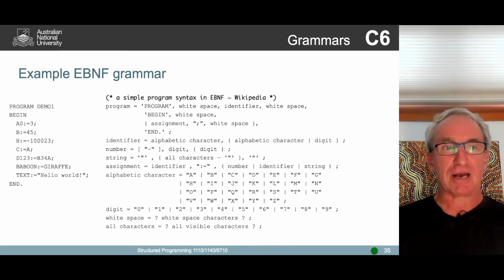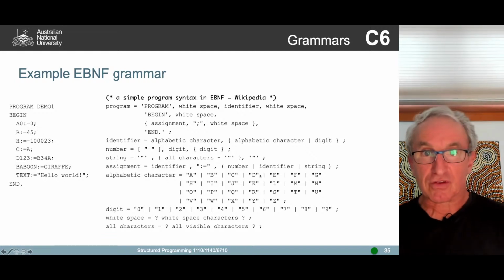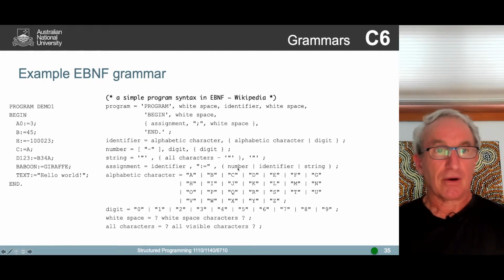Now we're going to look at an example in that program. There it is. Program demo 1, begin, and then it's got a bunch of things there. For example, that's the identifier of the program. It's called demo 1. It's got an assignment, and if you look at the assignment, it's going to have a number.